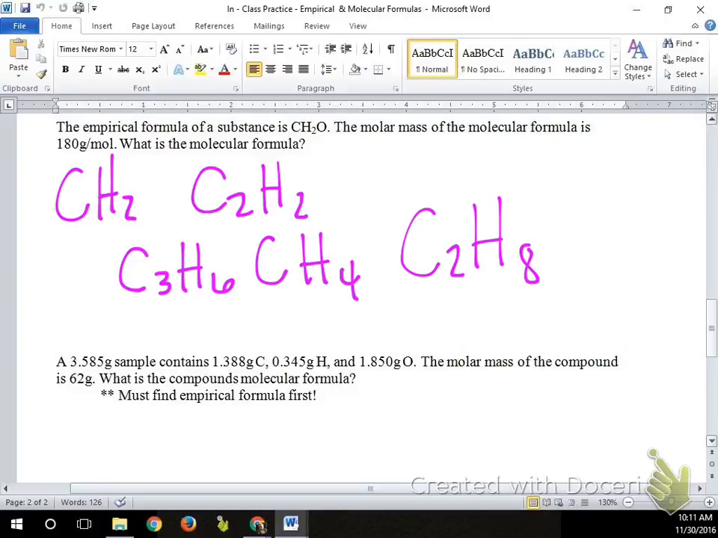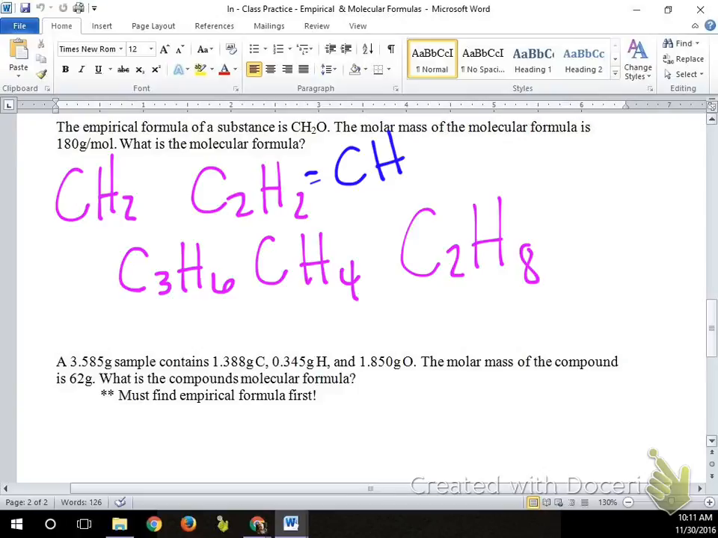Is this compound right here a molecular or an empirical formula? Empirical? This one? No, the molecular. This is a molecular formula, right? This is not the most reduced version. So what would the empirical formula of this compound be? CH. Good. So the empirical formula here would be CH. Does that make sense?